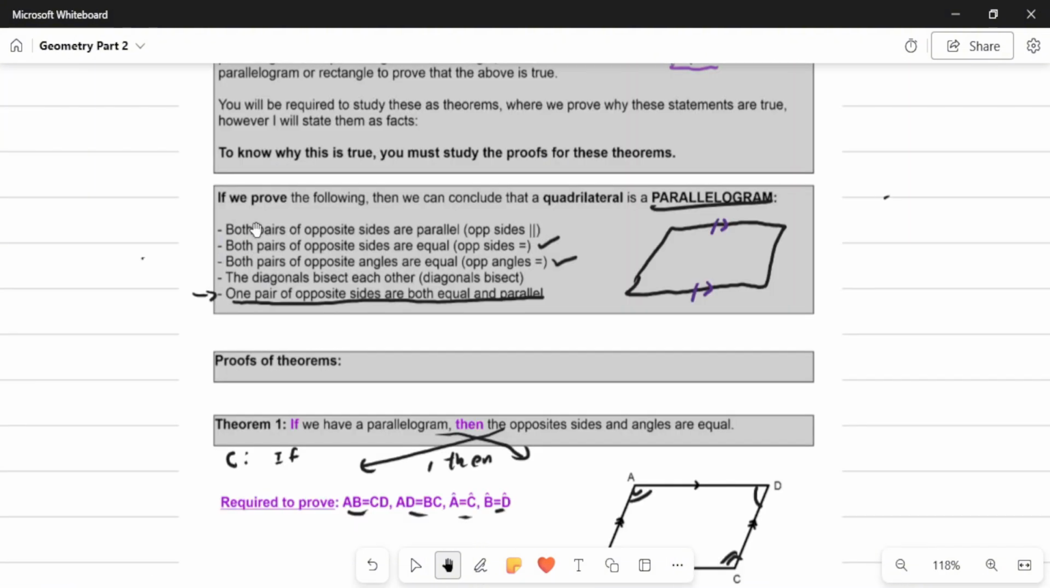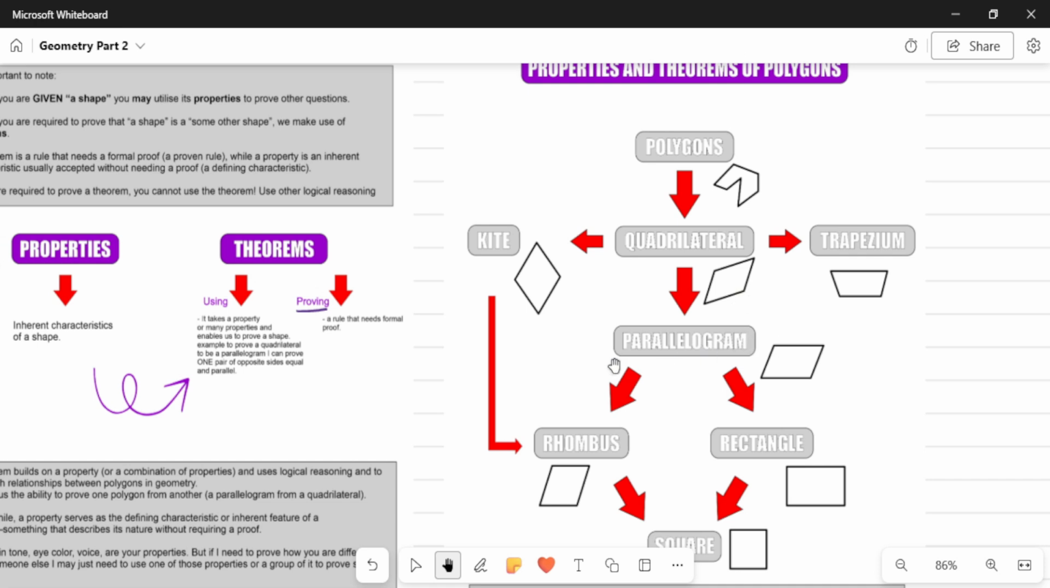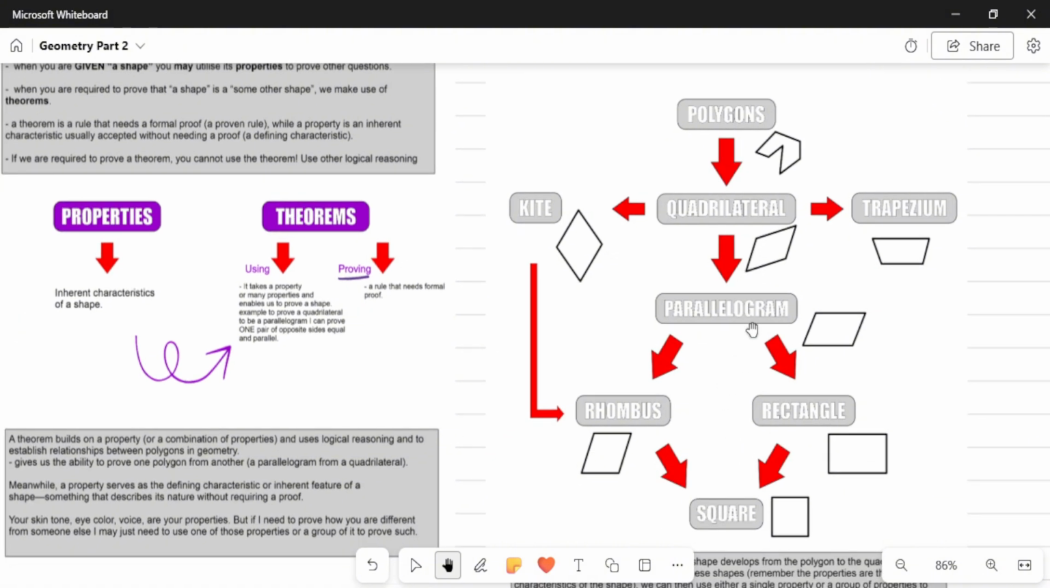Right, there's the 3 ways. We've learned 3 formal proofs, and there's 2 other ways that we can prove a quadrilateral to be a parallelogram. But now, what about the other shapes? What if I'm given a parallelogram and I need to prove that this parallelogram is in fact a rectangle? Or if I'm given a quadrilateral and I need to prove that this quadrilateral is in fact a rhombus?